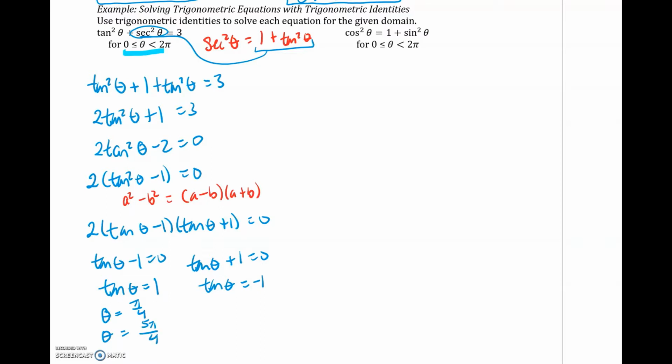Well, that's in the second and fourth quadrant because we'll have a positive and a negative. A positive or a negative, or a negative or a positive. So in this case, we're going to get 3 pi over 4 or 7 pi over 4. So this problem gives us 4 possible answers.